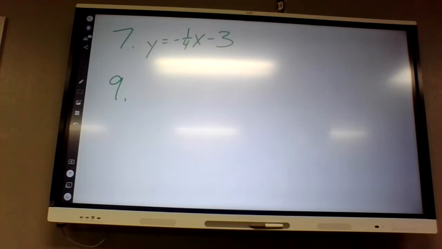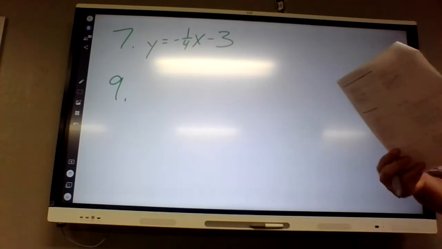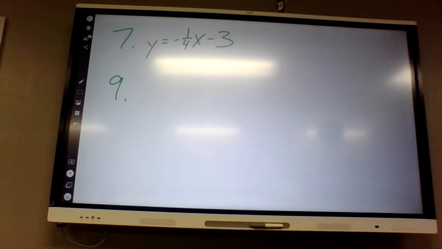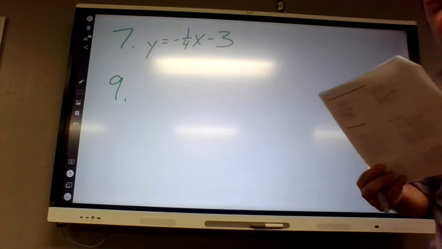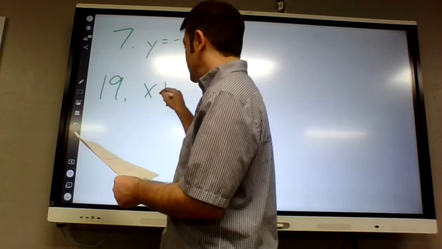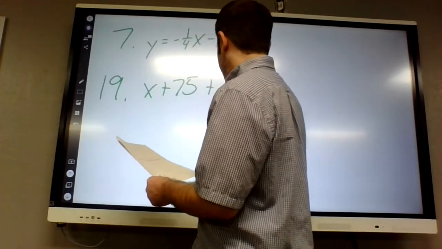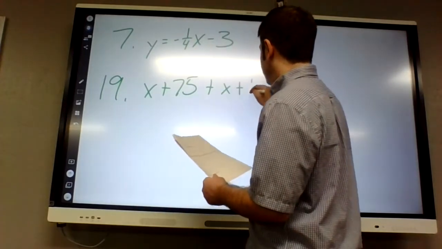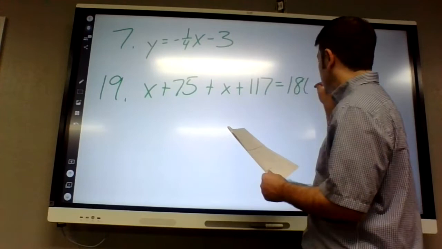All right, number 19. This is kind of like one of the pages from yesterday. It says, find the measure of the angle in bold. It doesn't ask for the types of angles, but what type of angles are those? Same side interior. What do we know about same side interior? They add up to 180. They're supplementary. So x plus 75 plus x plus 117 equals 180.